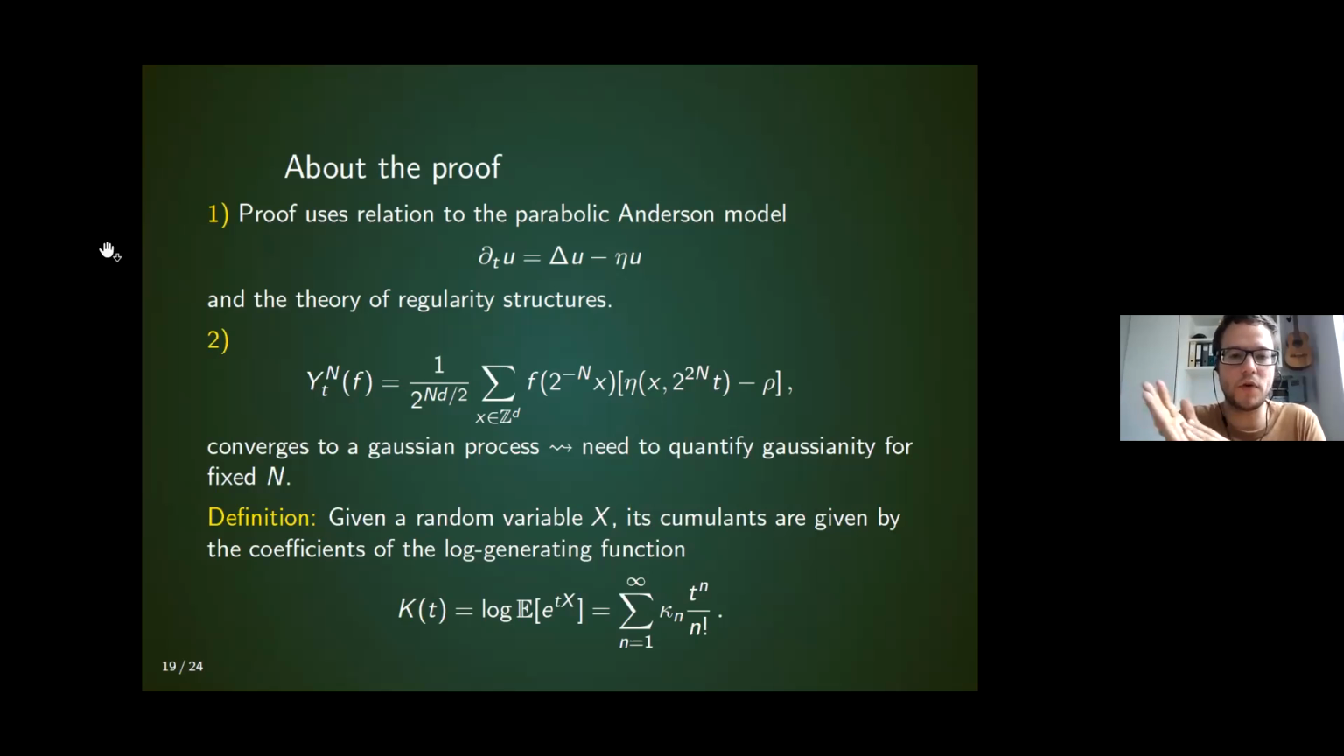If you're given a random variable x, its cumulants are given by the coefficients of the log generating function k of t that I was writing down here. So the logarithm of the expectation of e to the tx. You can try to do a power series expansion of it, and these funny kappa n in front here are what are called the cumulants of the random variable x. The nth cumulant of the random variable x. Okay, so let me give you an example.